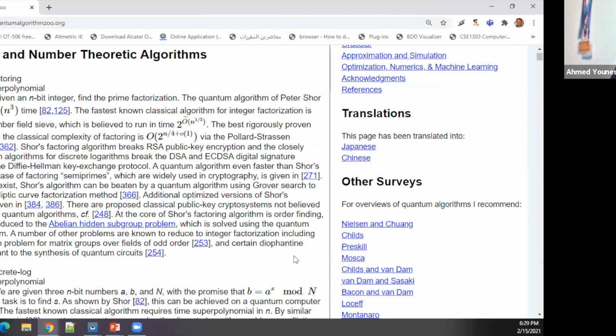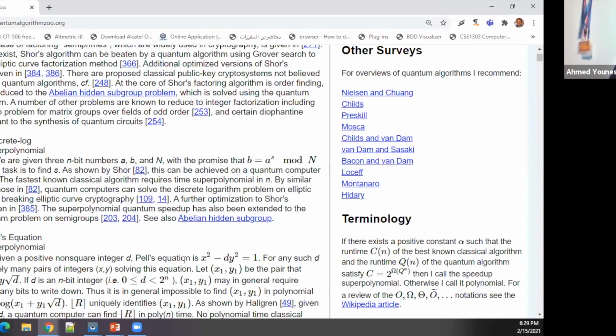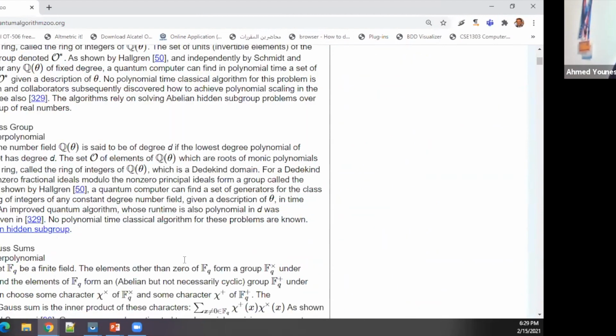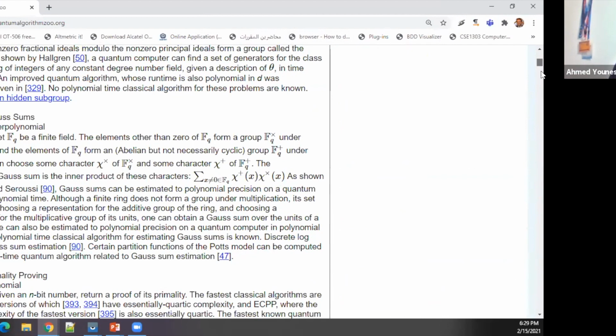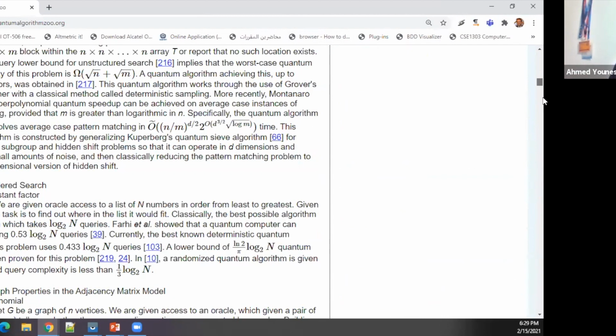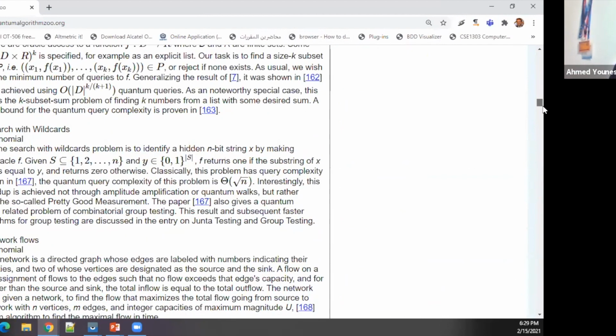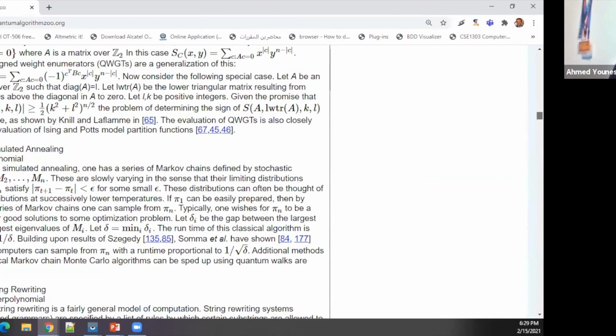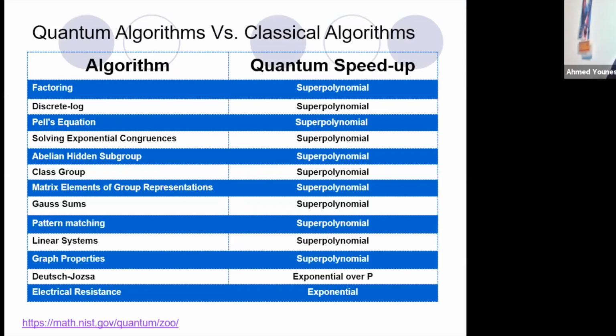The best thing in this site is that it gives you references. So you can check before you start. You have to know what people did in this problem, with references. You will find people solved many problems or are trying to solve many problems on quantum computers, and always we have speed up over classical computers. So this is something we have to take into consideration.